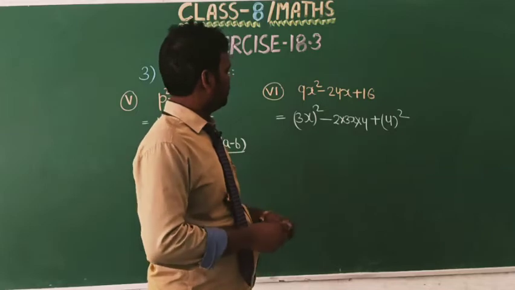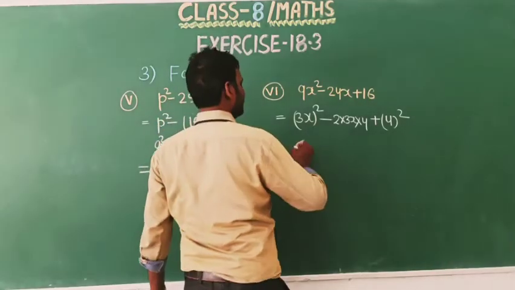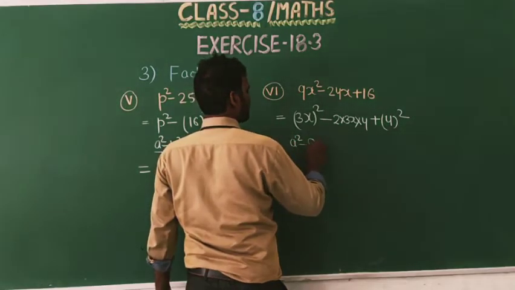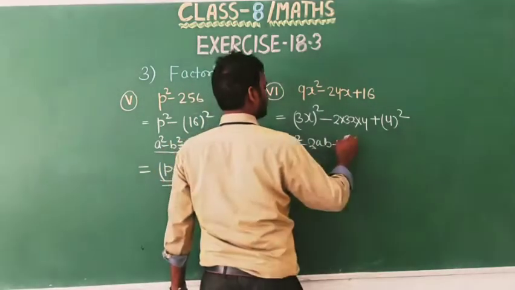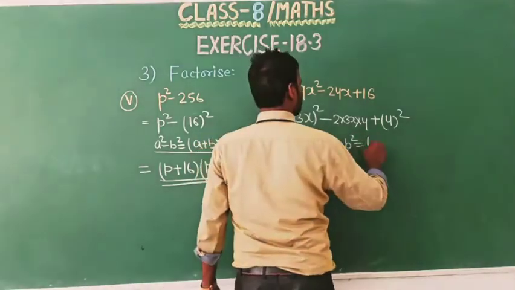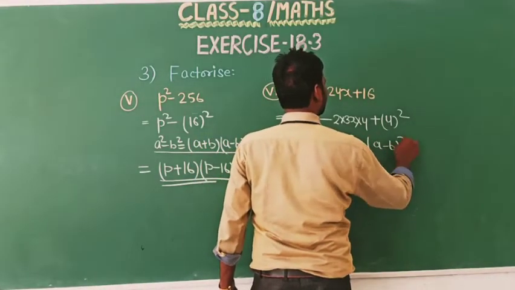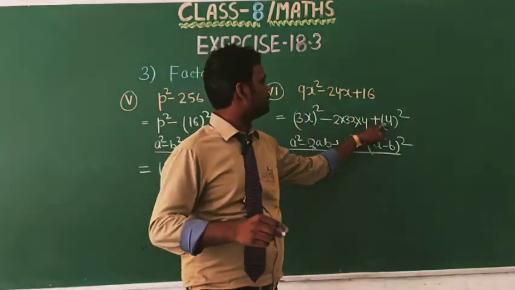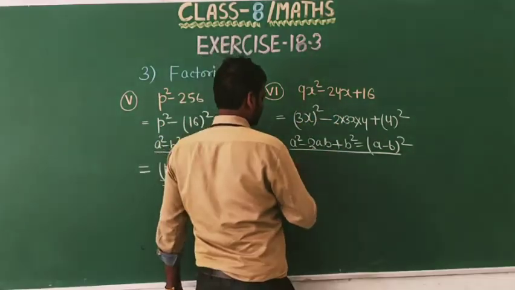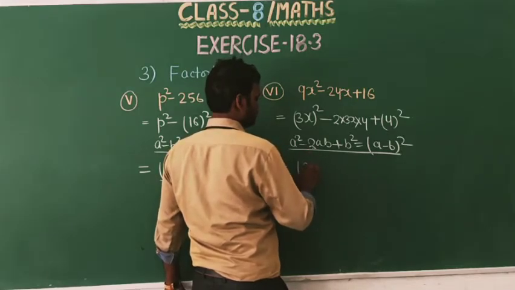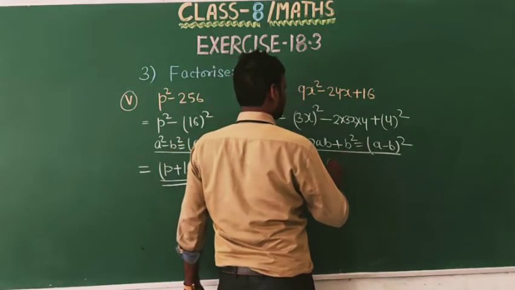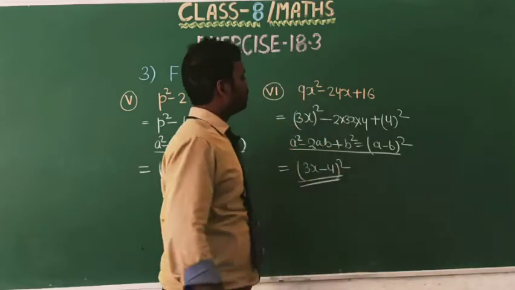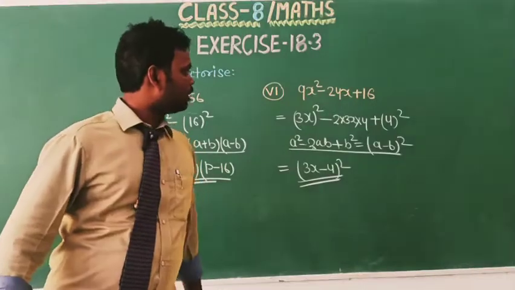Okay, and now over here using the identity a square minus 2ab plus b square which is equal to (a minus b) whole square. Okay, so here a is 3x and b is 4. So this is (3x minus 4) whole square.